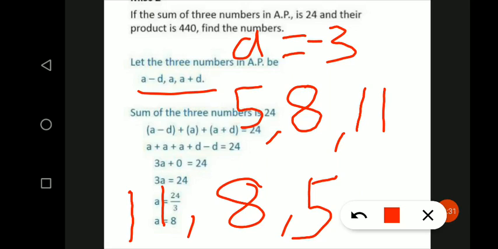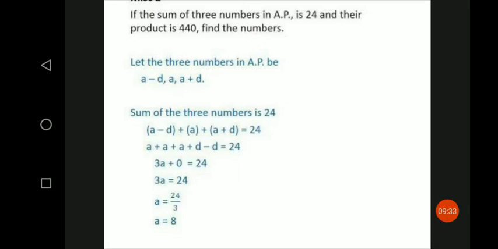Got it, students? And please send me your response when you have solved this question by both methods. Still, if you have not done it, please solve by that method also, by taking the three numbers as a minus d, a and a plus d, and then send me your response, how it is going.